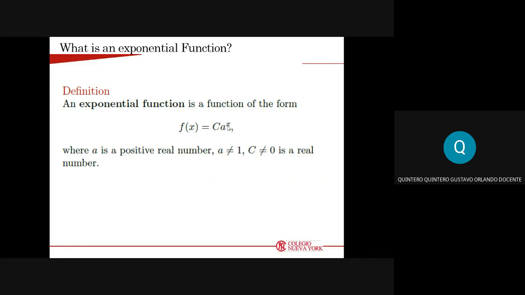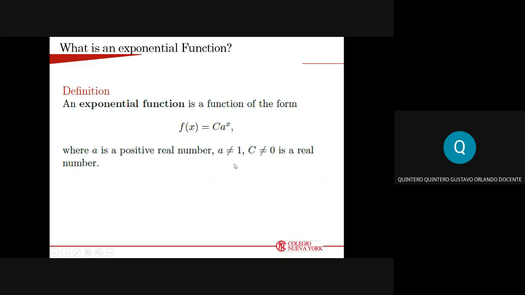All right? Cool. And also, this value here, c, cannot be 0. C has to be different than 0. Because otherwise, we will have 0 times anything, and that is 0. So that is not an exponential function. These two characteristics are extremely important.